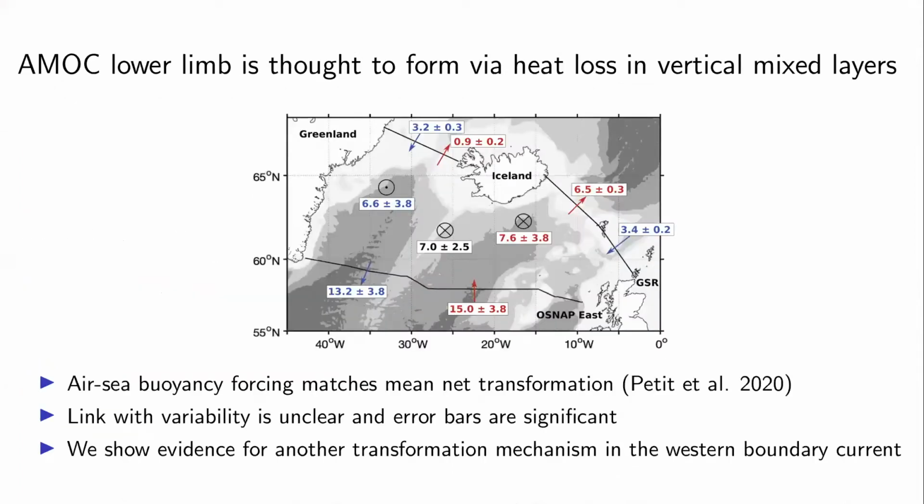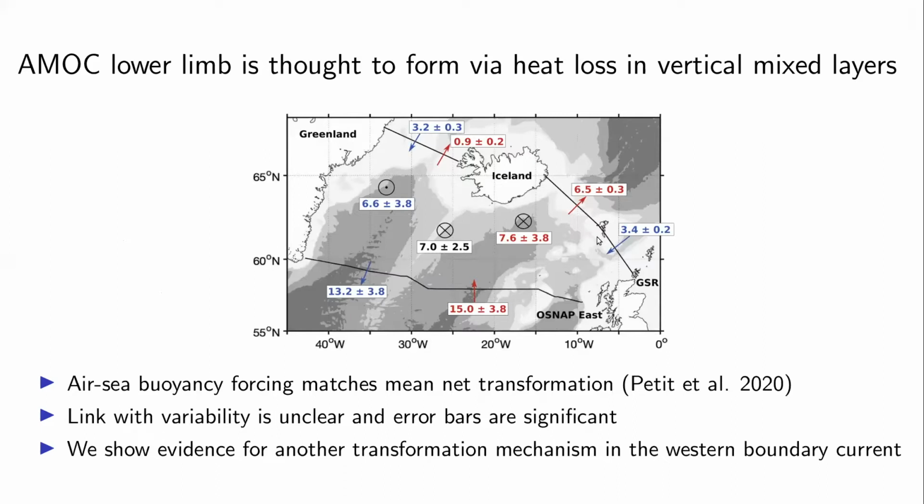So I'll start off getting pretty much into the specifics here, since this is an expert audience, and talk about how we tend to think of the AMOC lower limb as being formed via heat loss in vertical mix layers. And here's one example from a study by Tilis Petit from last year, focusing specifically on the eastern subpolar gyre.